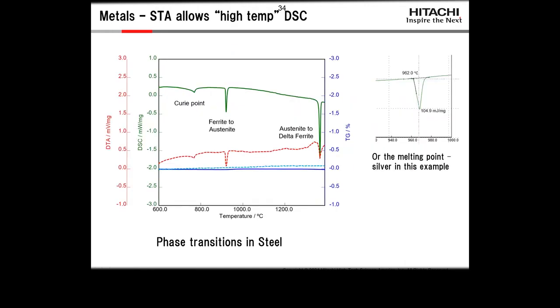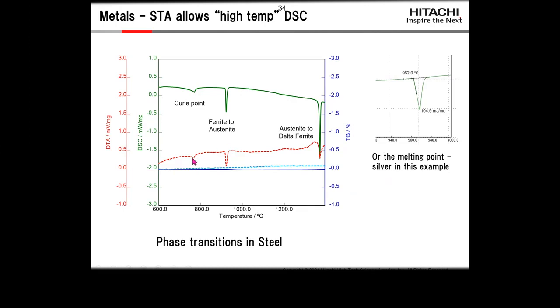The other thing that STAs let us do is they act as a high temperature DSC. Most DSCs stop working at 700 degrees or so because their electronics and their sensors are designed that way. The STAs allow you to collect data up into 1500 degrees. Here's an example of it.